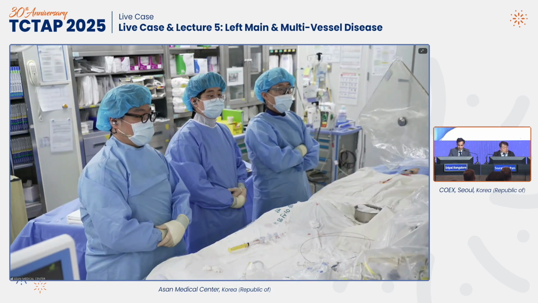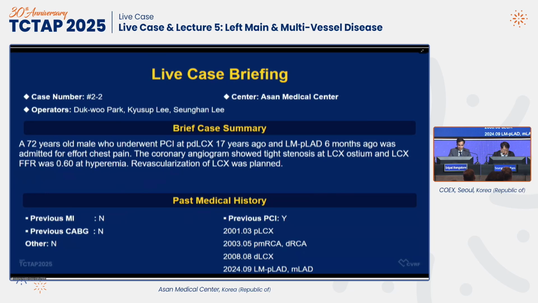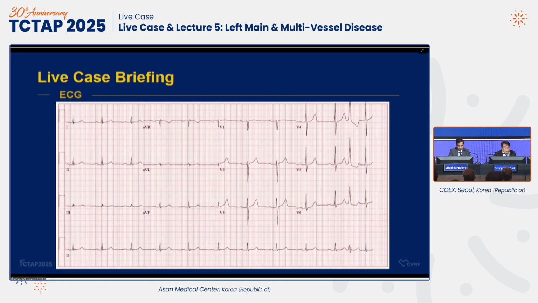Thank you, Professor Park. I'm Seung-Jung Lee. Let me introduce the case. A 72-year-old male who underwent PCI at the distal circumflex 17 years ago and left main to proximal LAD 6 months ago was admitted for chest pain. His past medical history was diabetes, hypertension, and hyperlipidemia. His clinical presentation is unstable angina.